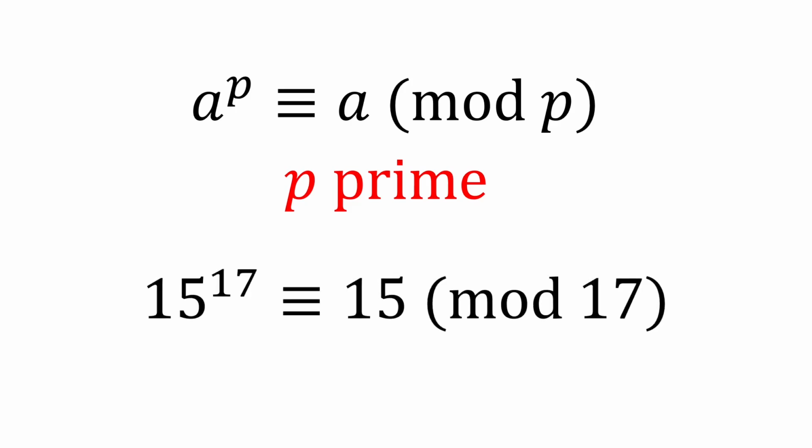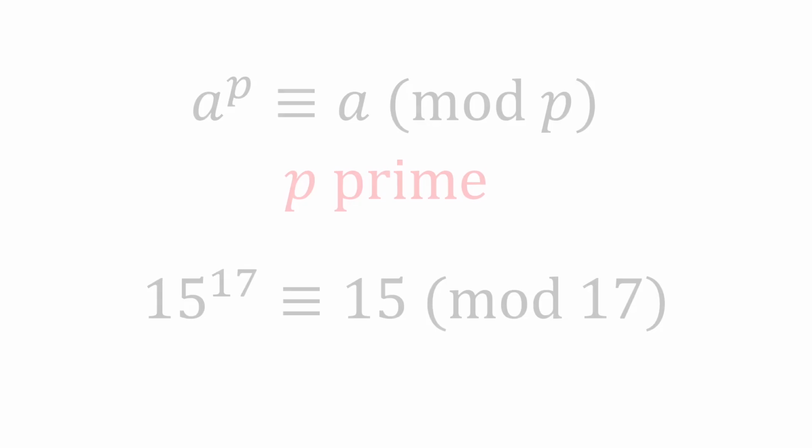For example, since 17 is a prime, then 15 to the power 17 is the same as 15 modulo 17. This may be slightly tricky to use in practice because you need to be exponentiating to the same p that you're modulating with. But on the other hand, if you have something like 15 to the power 20 modulo 17, you can express this as 15 to the power 17 times 15 to the power 3. And then the 15 to the power 17 basically goes away.